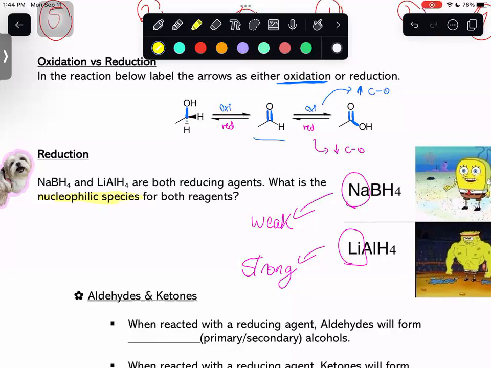Like the charge. What it looks like as a base. More specifically, there's another word: nucleophile. As the nucleophile. Exactly. Do you have something to say?